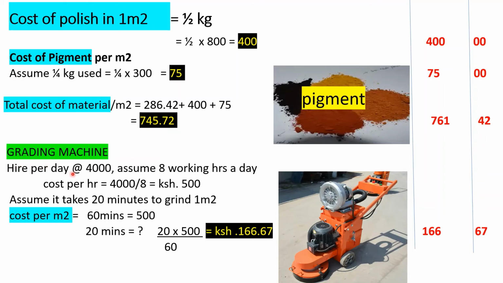Now we go to the grinding machine. We are hiring the grinding machine at 4,000 per day. We assume 8 working hours in a day. So the cost per hour will be 4,000 divided by 8, that is 500. Assume it takes 20 minutes to grind 1 meter square. So we are assuming this grinder here will do the work of 1 meter square in 20 minutes. So let's find the cost. For 60 minutes, it's 500. What about 20 minutes? That will give us a cost of 166.67. So that is what we'll require to do that work in 20 minutes.